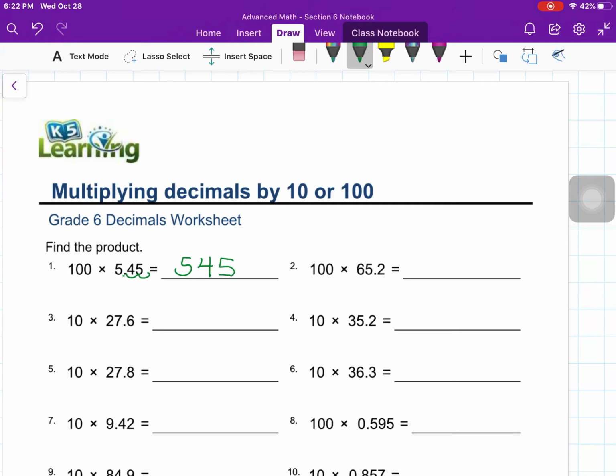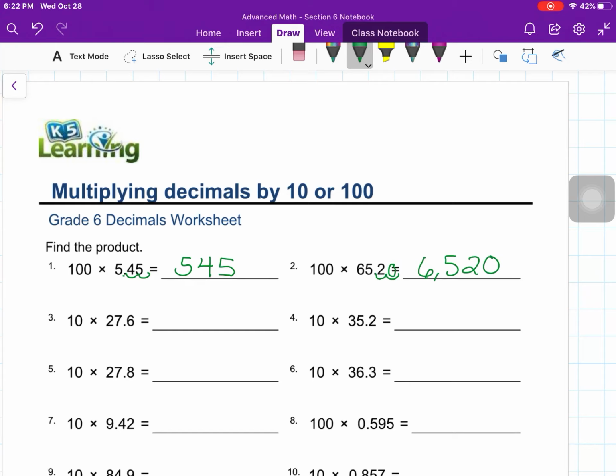545. Easy peasy. Number 2, if we have 100 times 65 and 2/10, we move the decimal 2 places to the right. 1, 2. What do I put in that empty hole? I put a 0, a placeholder. So my answer is 6,520.